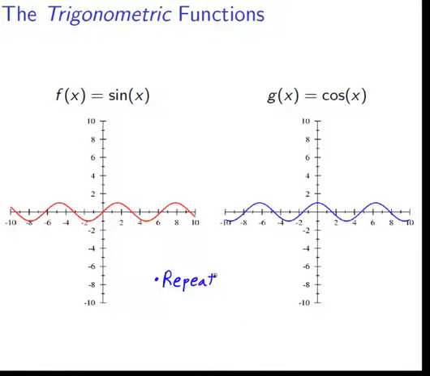Sine of x just does the same thing. This interval here is the same as this interval here, and this chunk here is the same as this chunk here. We're just seeing it repeat. Cosine of x, this chunk to this chunk, is the same as this chunk to this chunk. We're just seeing it repeat. They're slightly different in how they're set up, but they're repeating functions.